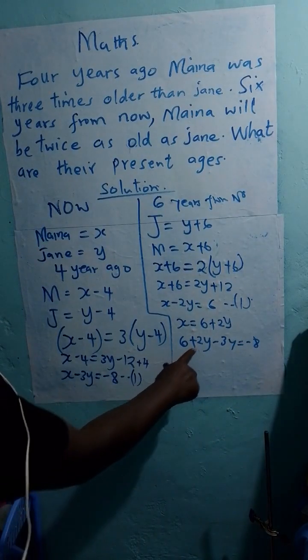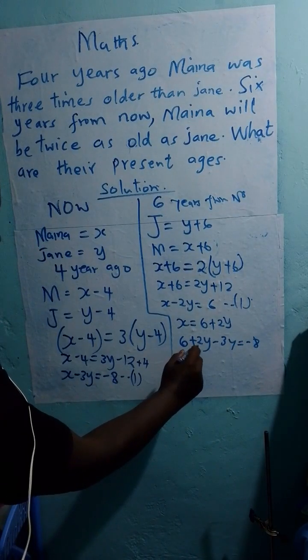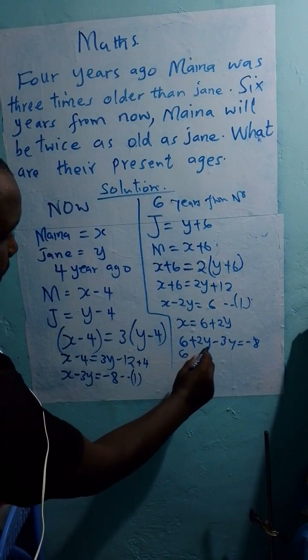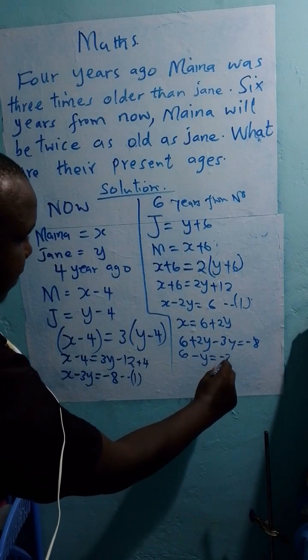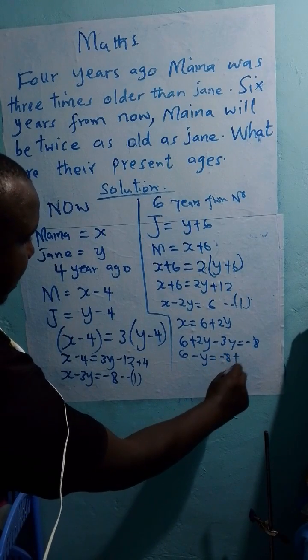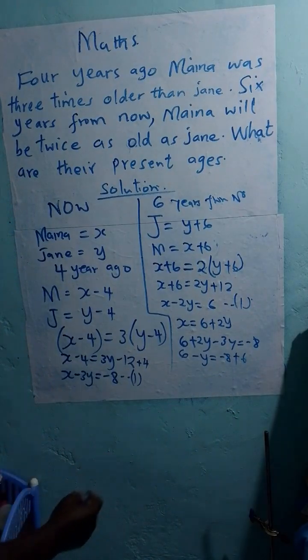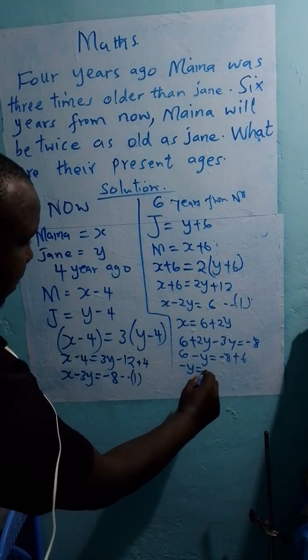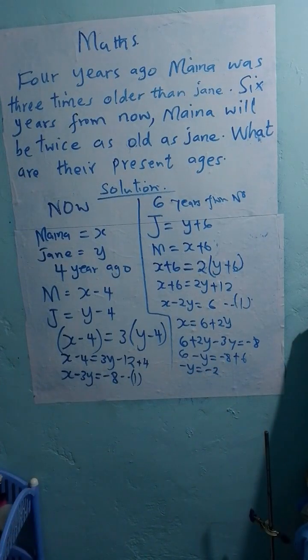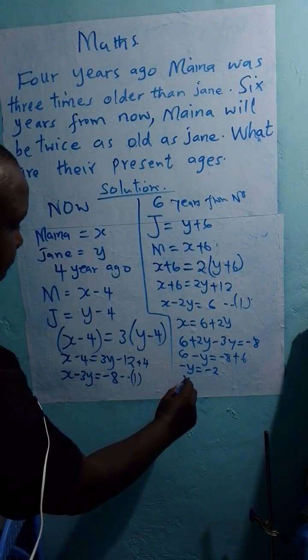So this is 6 minus y will be equal to negative 8. Take this into this plus 6. So negative y equal to negative 2. So y equal to 2.